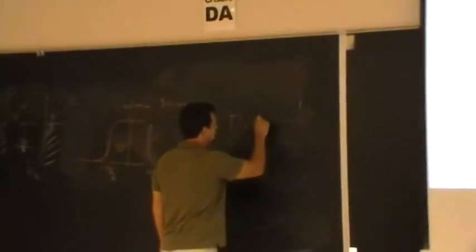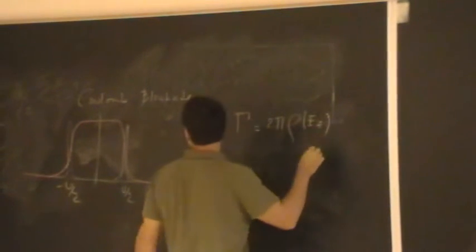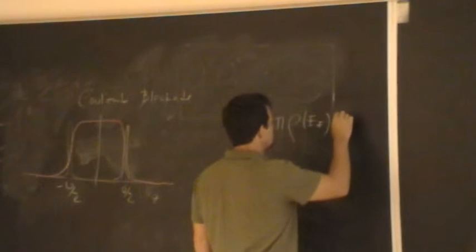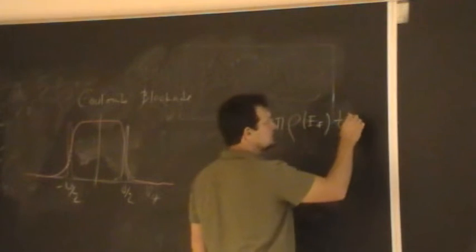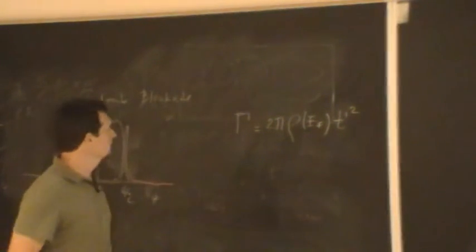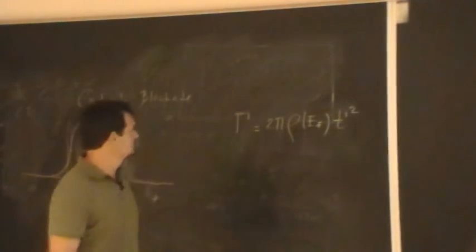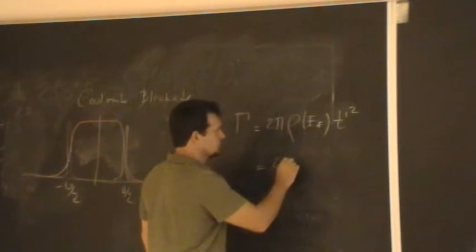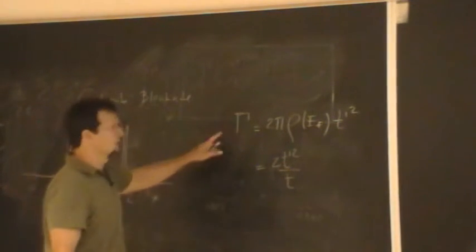it's a 2 pi density of states at the Fermi level of the leads, times t prime squared. t prime is the tunneling hopping. This is the density of states of the leads. And if we have tight-binding leads, this is just, what is it? It's just 2 t prime squared over t. And this is called the hybridization parameter.